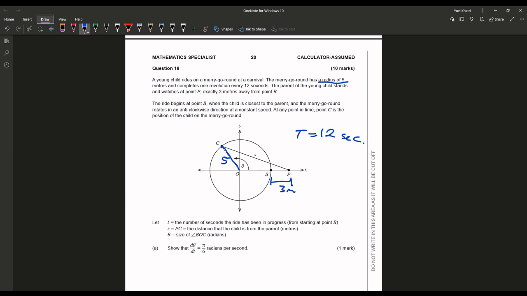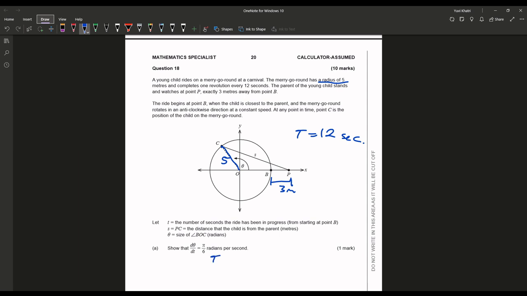Let t equal the number of seconds the ride has been in progress, starting from point B. Let s equal PC, the distance that the child is from the parent. And theta equal the size of angle BOC in radians. So this angle right here is theta. A. Show that d theta/dt equals pi on 6 radians per second.